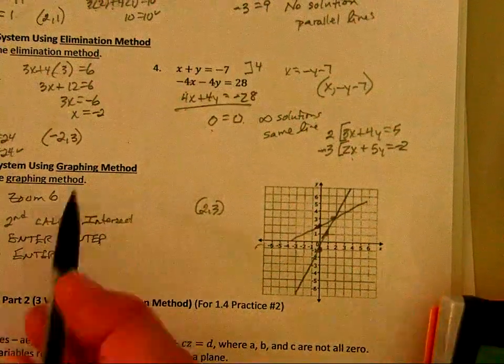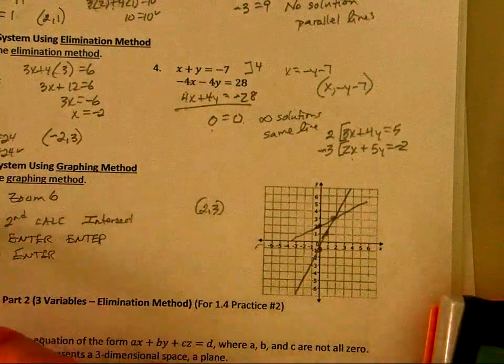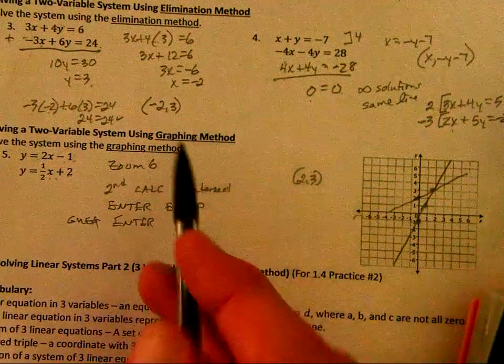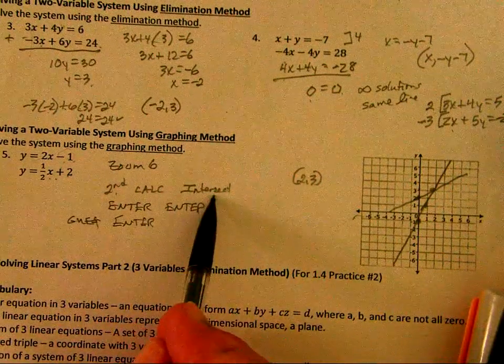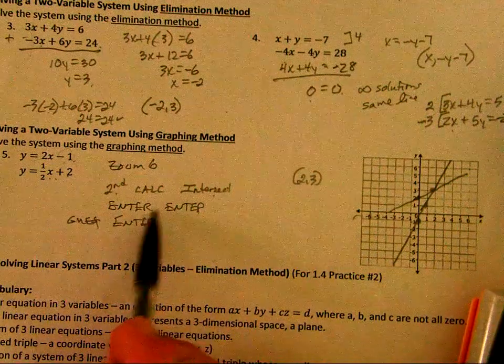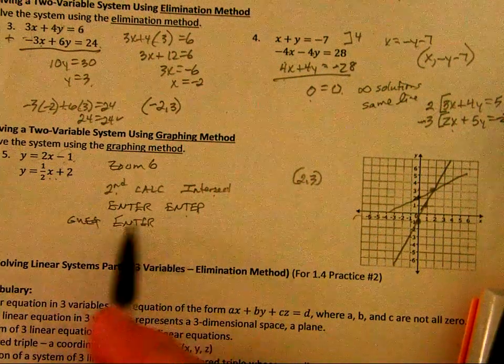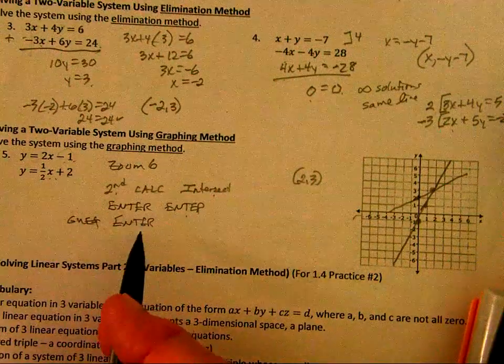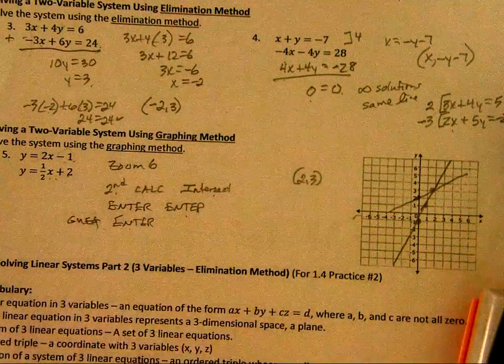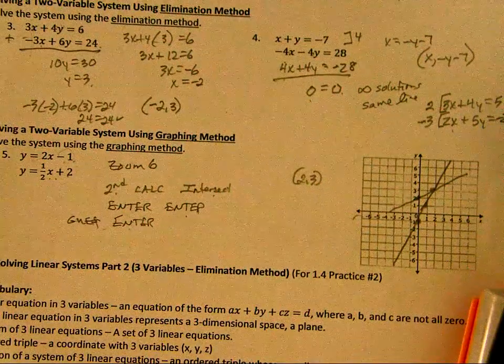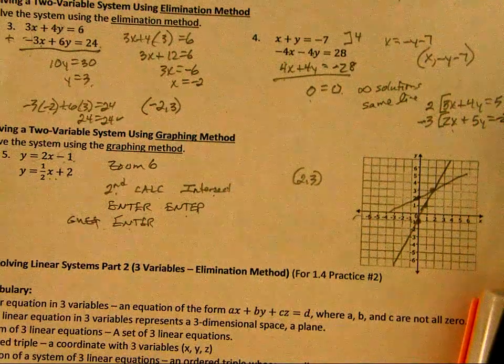So again, on your calculator, you enter them in. You have to solve for y, enter them in. Then hit 2nd Calc intersect. When it says first curve, hit enter. When it says second curve, hit enter. And then for guess, you can move your cursor closer to the intersection point, or you can just hit enter again, and it should show up. And that's the first part of section 1.4.